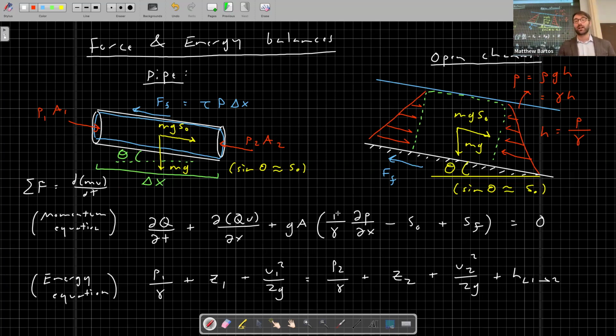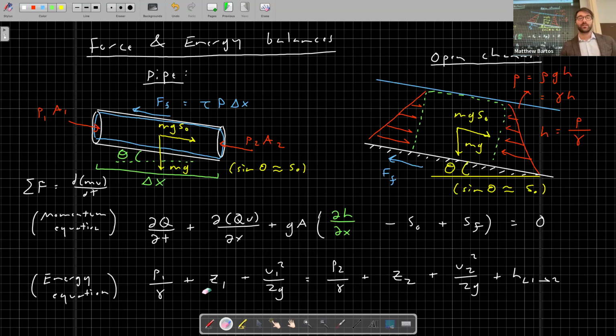So you'll note that here we have, for the pressure force term, 1 over gamma times dp dx. So for the case of open channel flow, this just becomes dh dx. What is the physical meaning of dh dx? It's the slope of the water surface. So the slope of the water surface determines our pressure force term in our momentum balance.